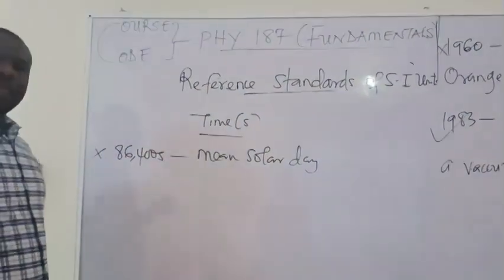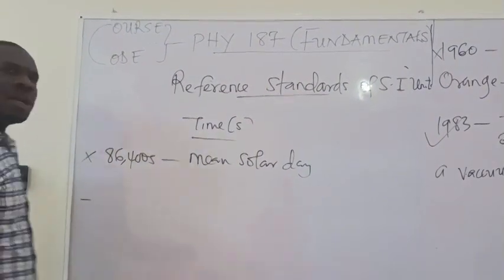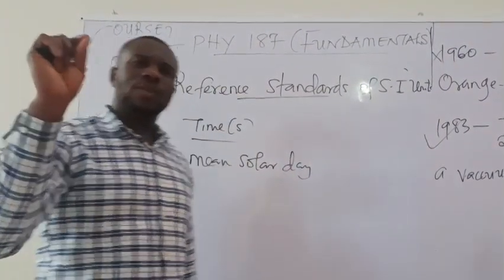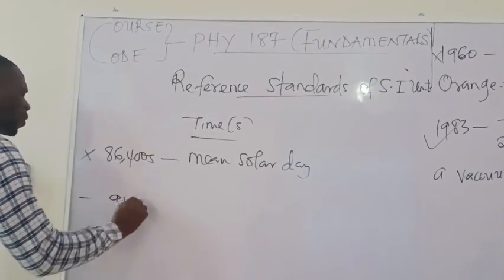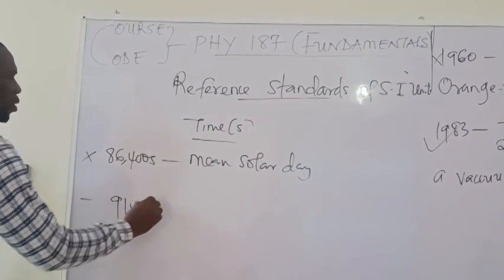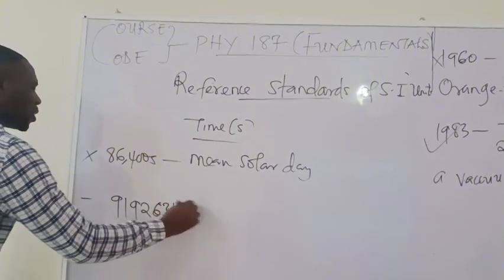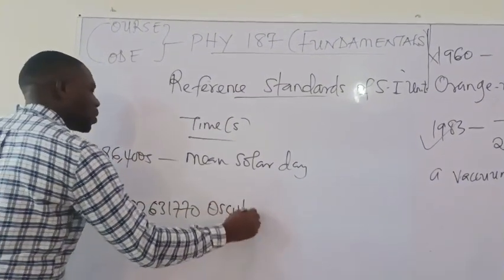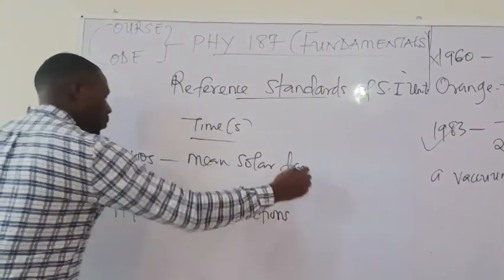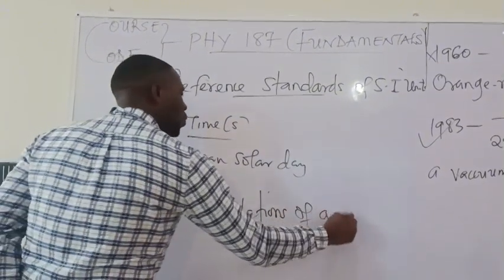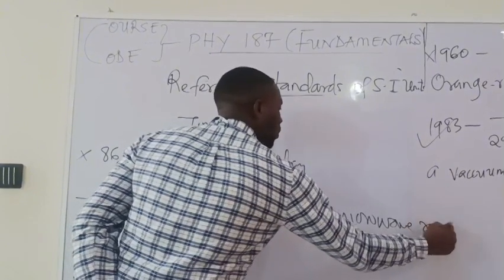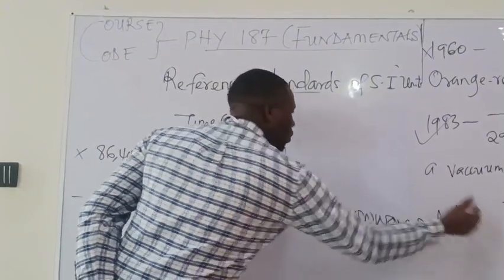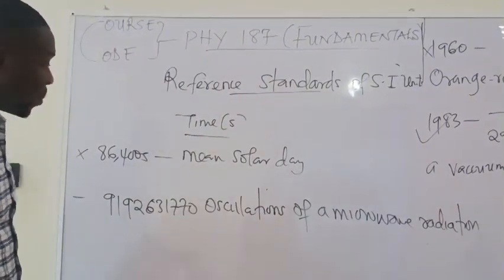So time was later defined in terms of a particular oscillation of cesium, that's of microwave. So this number of oscillations, 9192631770 oscillations of a microwave radiation, was what time was defined in terms of.